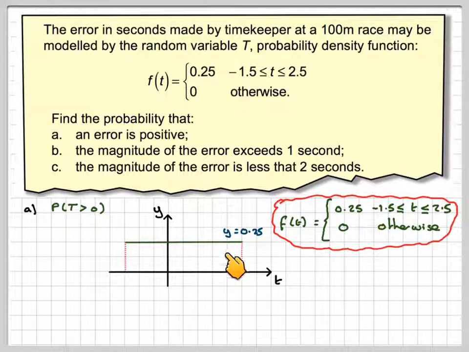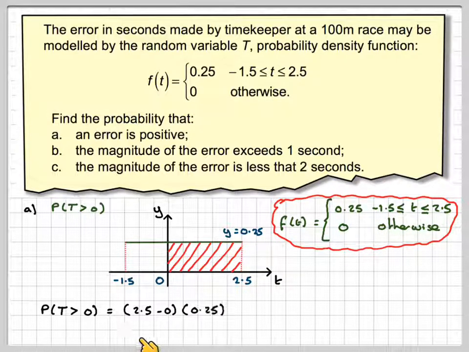If we draw the function y equals 0.25 between -1.5 and 2.5, we want it positive, so we want that shaded area there. So the probability that t is greater than 0 means 2.5 minus 0, times the height, which is 0.25, which gives me 0.625.